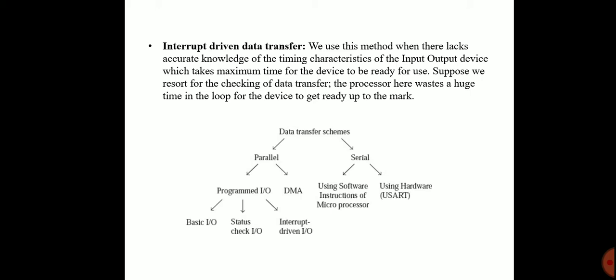We see the structure of data transfer schemes in two categories, parallel and serial schemes. The parallel schemes are divided into programmed input and output, and DMA. The programmed input and output is divided into three categories: basic input and output, status check input and output, and interrupt driven input and output data transfer. Now the serial data transfer uses the software instructions of the microprocessor and the hardware of the microprocessor, that is a UART. UART is one of the methods of interrupt driven data transfer.